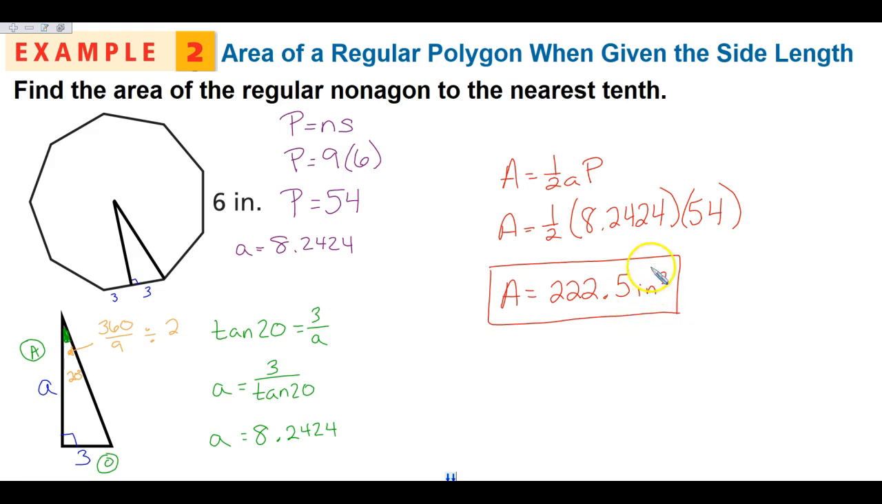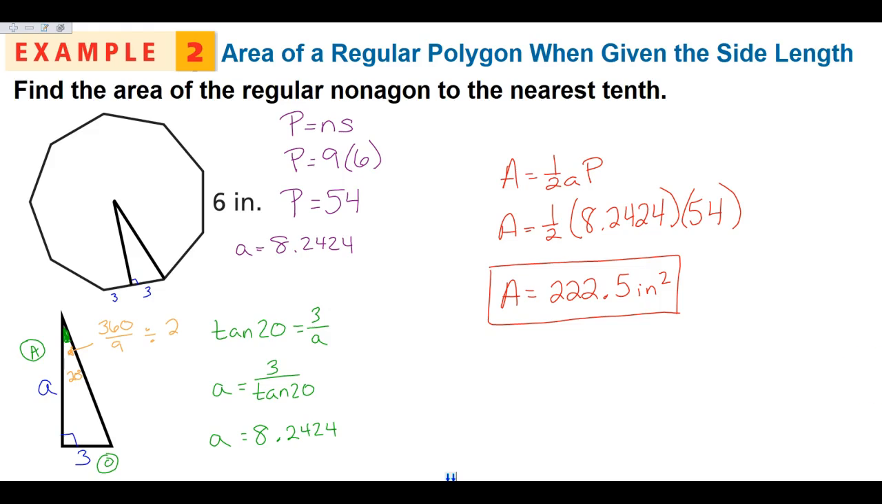Okay, if you guys have questions on that, please write them down now. What we saw in the last one was we were given the apothem. What we saw in this one, we were given the side length. So it's important that you recognize when I'm given the apothem, my variable was in the numerator. When I'm given the side length, the variable that I'm looking for is in the denominator. Okay? But both of those we're going to end up using tangent.